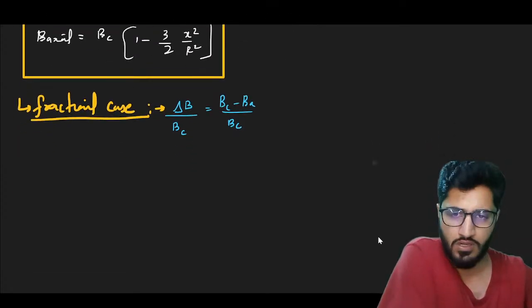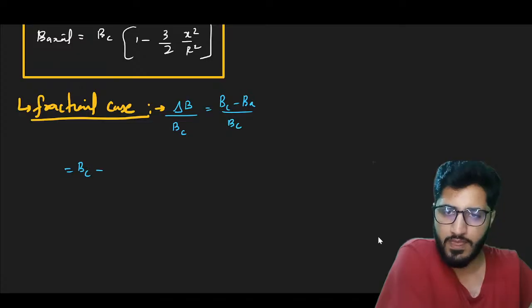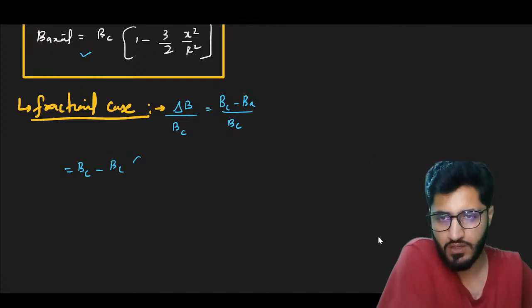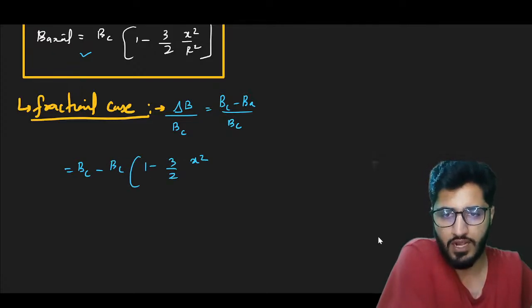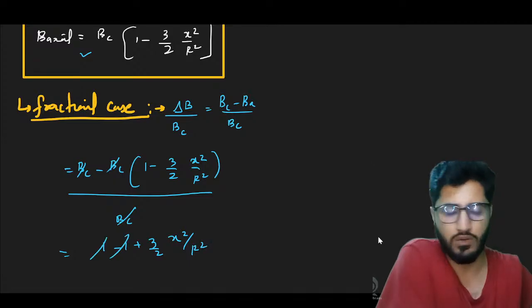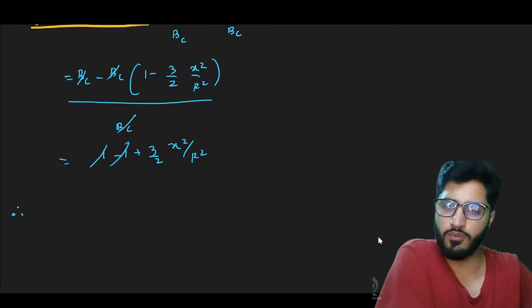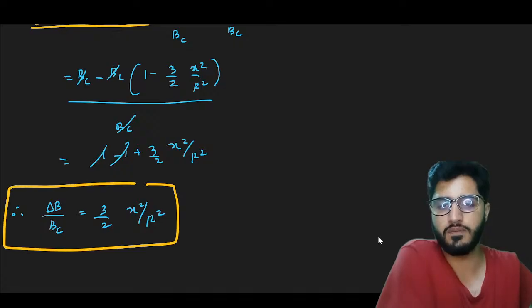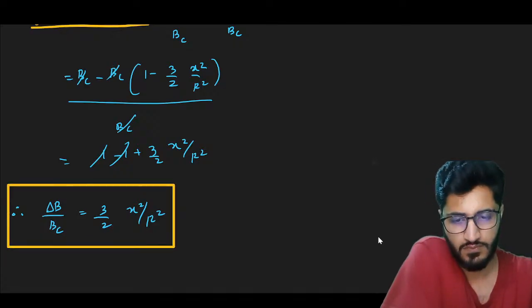So what is BC? BC as it is. Axial, what is axial now? This one. It is BC (1 minus 3 by 2 x square by r square) whole divided by BC. BC cancels out. 1 minus 1 plus 3 by 2 x square divided by r square. So my answer came out to be delta B by B center equals 3 by 2 x square by r square. This one is our answer.